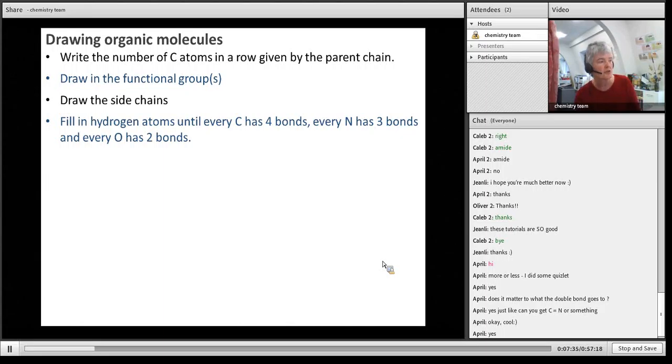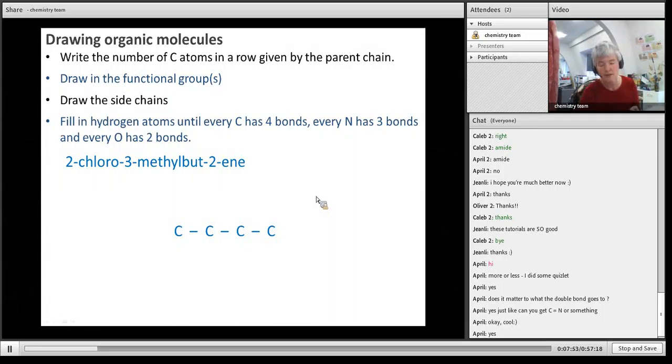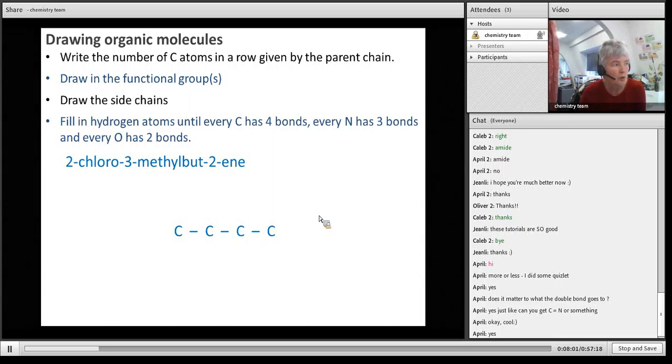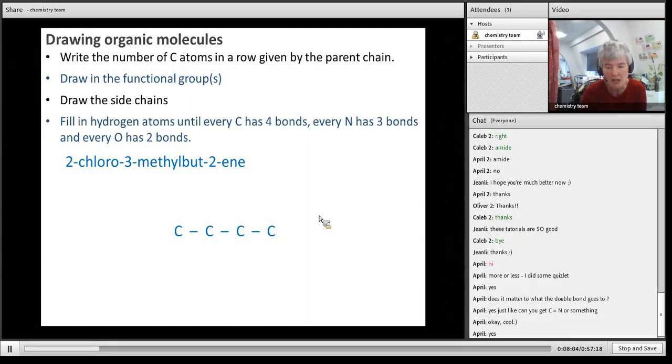So you start off pretty much, okay, here's an example. You've got but-, so it's 4 carbons in a row, 1, 2, 3, 4. Then you have to put in the functional group. And what is the functional group in this case? So do you want to have a go? If it's 2-chloro-3-methyl-butene, what would be the functional group?